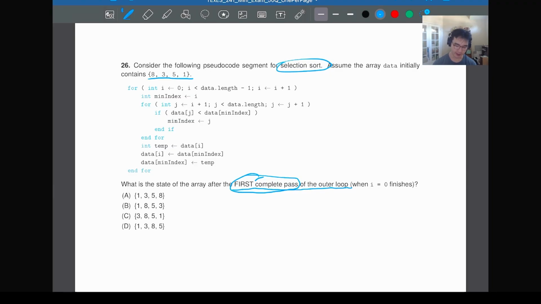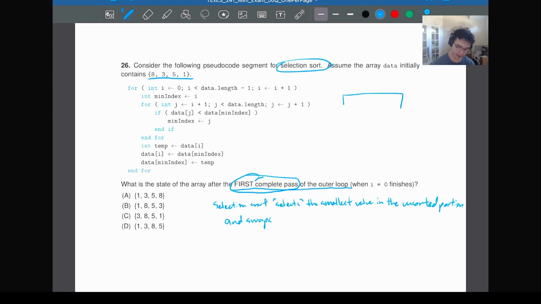Well, the way I like to describe it is: selection sort selects the smallest value in the unsorted portion and swaps. That's my one-liner that I use to help me remember what a selection sort does. So what does that mean?